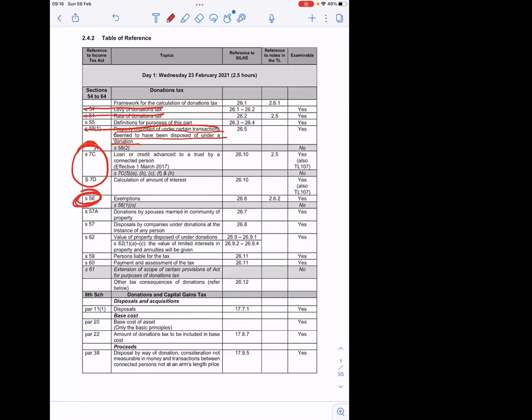Section 56. We have to do the whole of section 56. It talks about the exemptions, right?